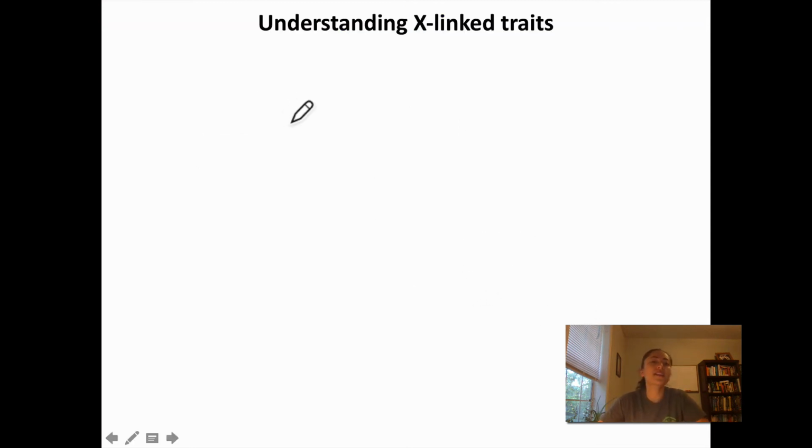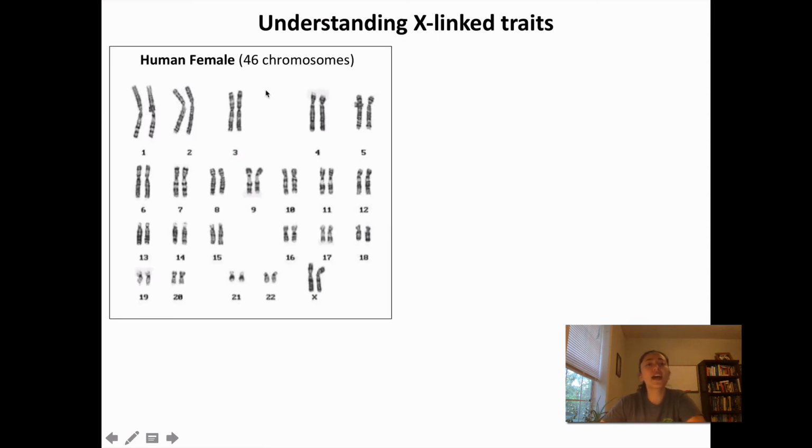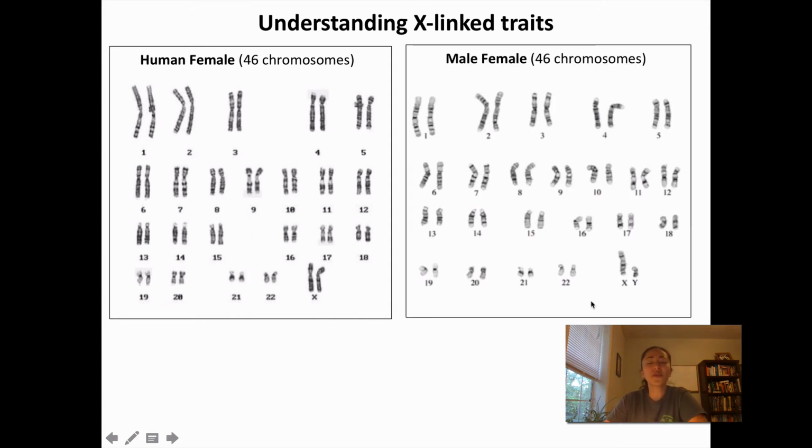The next form of complex inheritance we're going to look at is understanding X-linked traits. So when we're looking at the chromosomes that make up a human, humans actually have 46 chromosomes total. We have 23 pairs of chromosomes. If you look at a female and a male, these are showing all the chromosomes present in both. You could see that the only difference between a male and a female is this 23rd pair of chromosomes. Females have two X's, whereas a male will have an X and a Y.